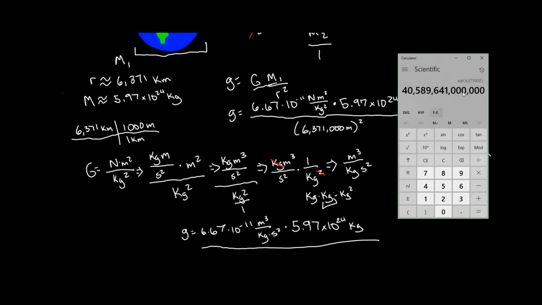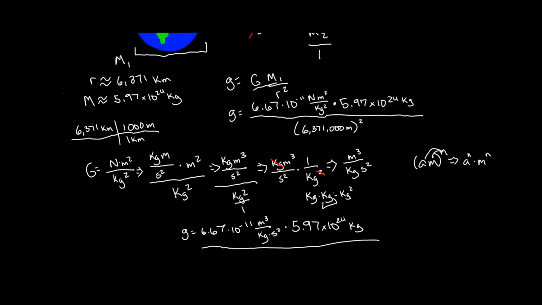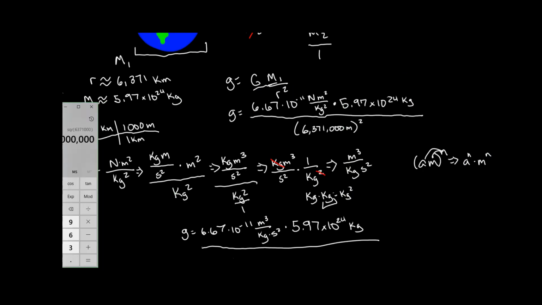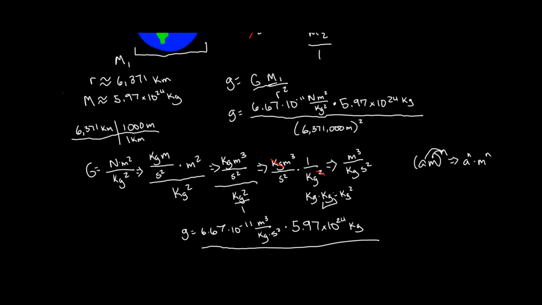Well, that's a large number. So we're gonna write that number out though. Let's do 40. Oops. I'm gonna have to pull that up on a different monitor, I believe. Let me drag it over. So it's gonna be 40,589,641,123,123.